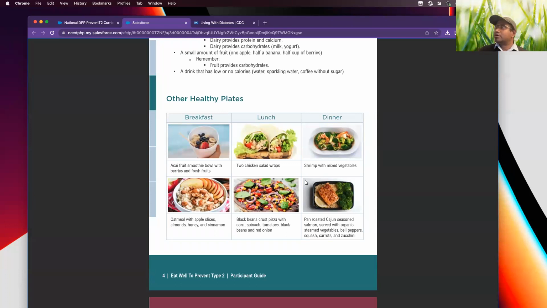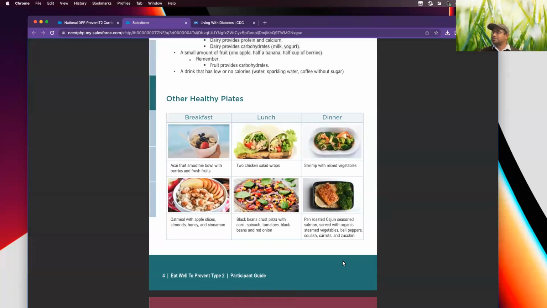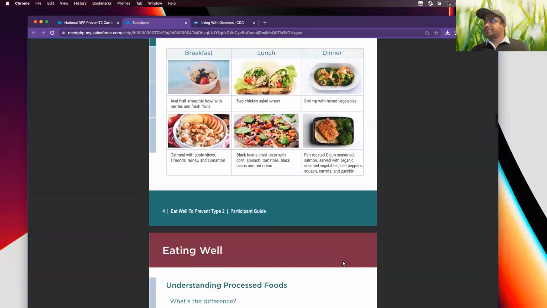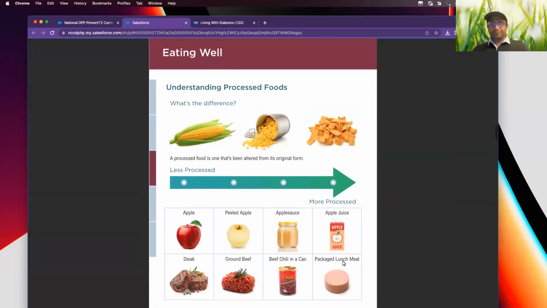Even though a lot of us, our target audience, is going to be vegetarian, a lot of us will probably end up having lentils instead of shrimp, and tofu or paneer instead of salmon. But overall, it looks like really healthy plates for us. All right, so let's get into eating well.